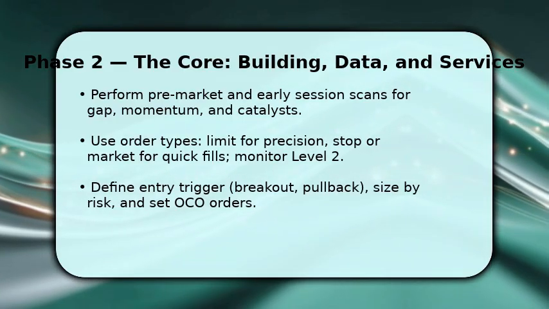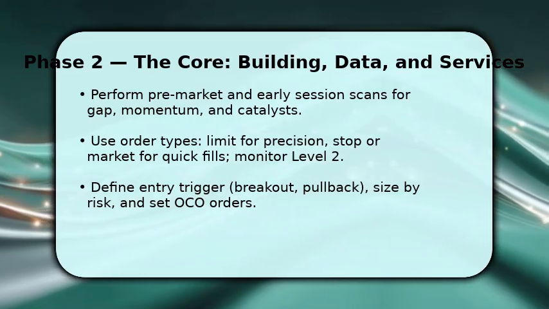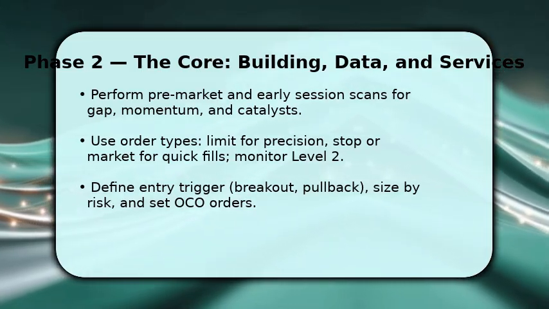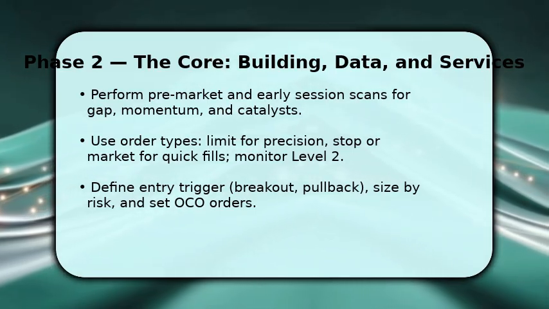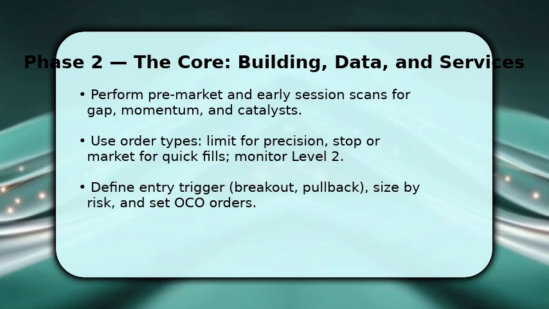Once you see your entry trigger, say a breakout or a pullback to VWAP, calculate position size from your predetermined risk and place an OCO order so your stop and profit target are managed automatically.